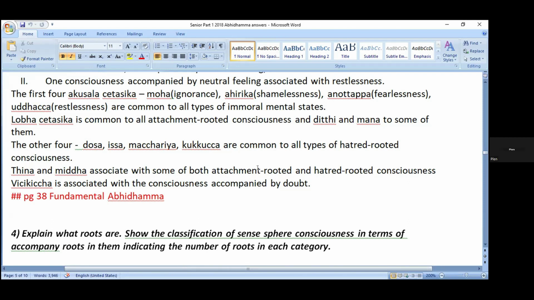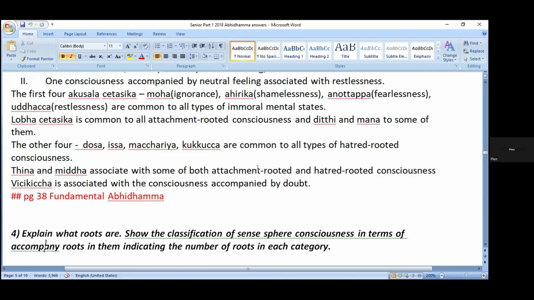Then show the classification of sense consciousness in terms of the accompanying roots. This one also year 1. Is it talking about the sense sphere? The 8 sense sphere wholesome consciousness: one consciousness accompanied by joy, associated with knowledge, unprompted. Then accompanied by joy, associated with knowledge, prompted. Then accompanied by joy, dissociated from knowledge, unprompted. The next one also dissociated from knowledge, prompted.